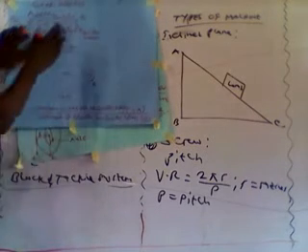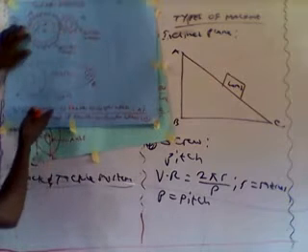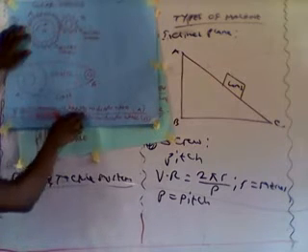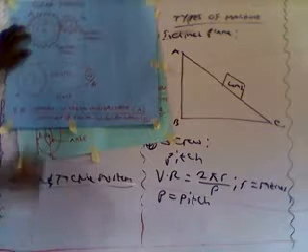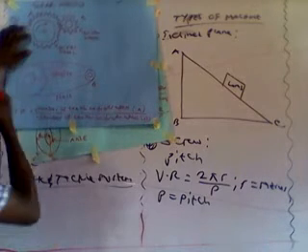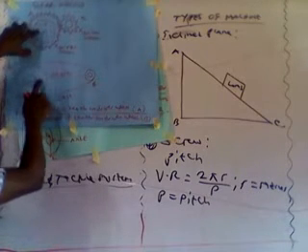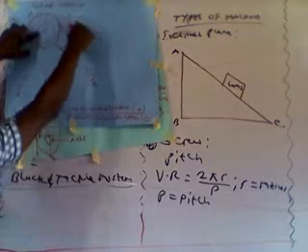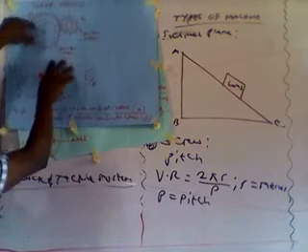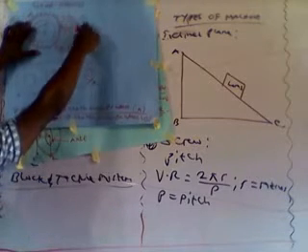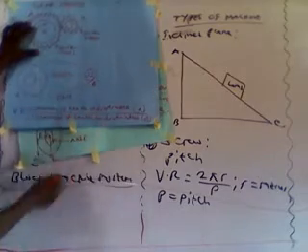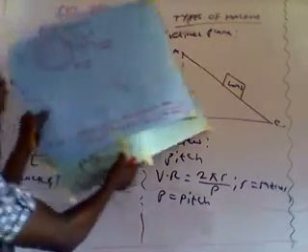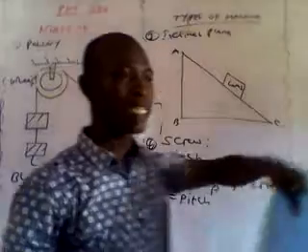The velocity ratio of any gear wheel system is equal to the number of teeth on the driver wheel. That is the one that is driving the other one. For instance, if this one is rotating so that it also rotates this, then this one becomes the driver and this one becomes the driven wheel. So the velocity ratio equals the number of teeth on the driver wheel over the number of teeth on the driven wheel. These are the major types of machine that we have.